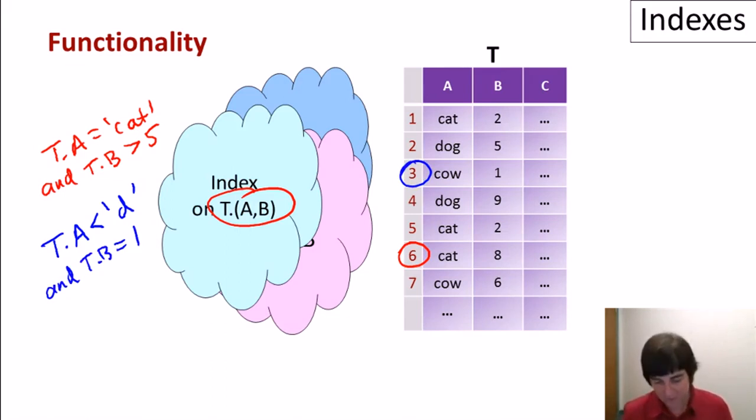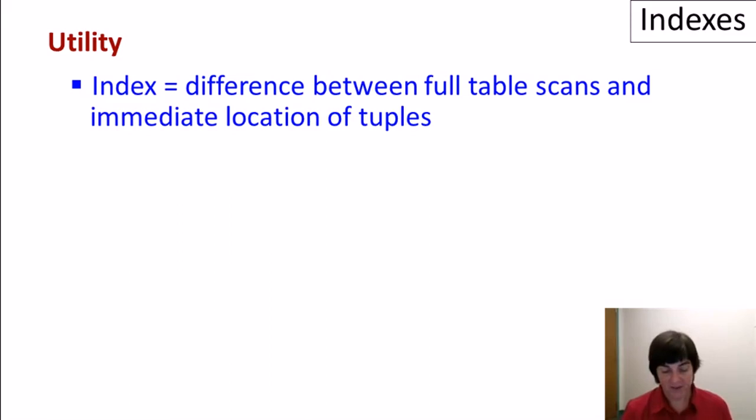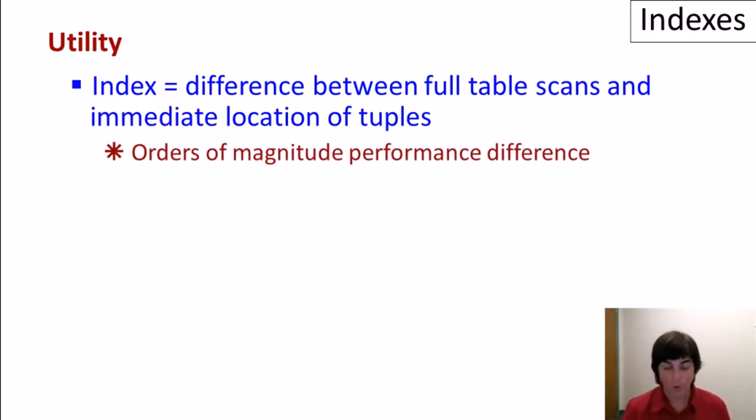So I think this gives an idea with a simple table of how indexes are used to go directly to the tuples that satisfy conditions rather than scanning the entire table. That's the main utility of an index. Again, tables can be absolutely gigantic in databases, and the difference between scanning an entire table to find the tuples that match a condition and locating the tuples more or less immediately using an index can be orders of magnitude in performance difference. So it really is quite important to take a look at a database and build indexes on those attributes that are going to be used frequently in conditions, especially conditions that are very selective.